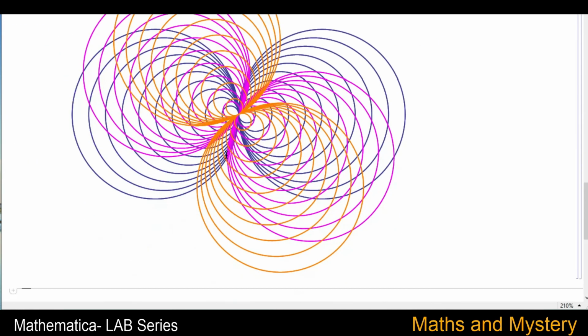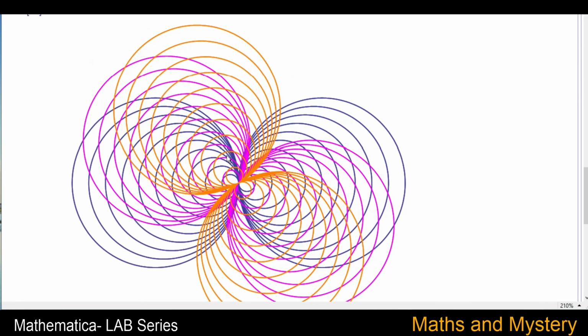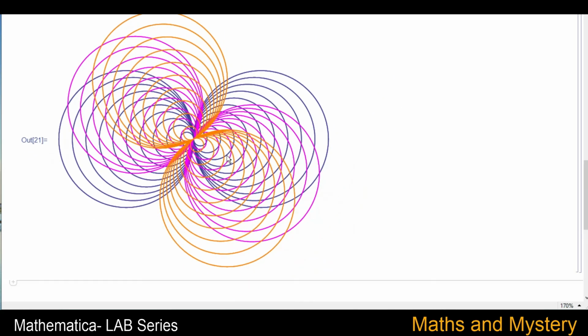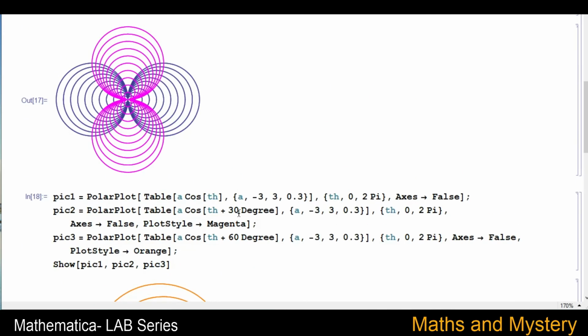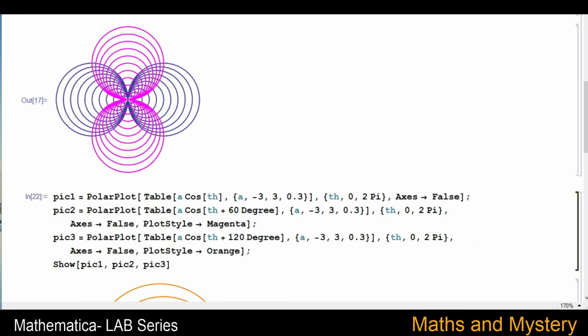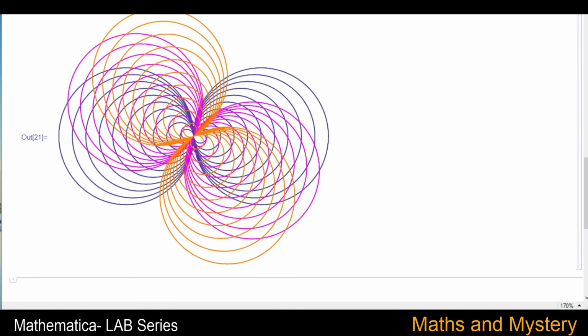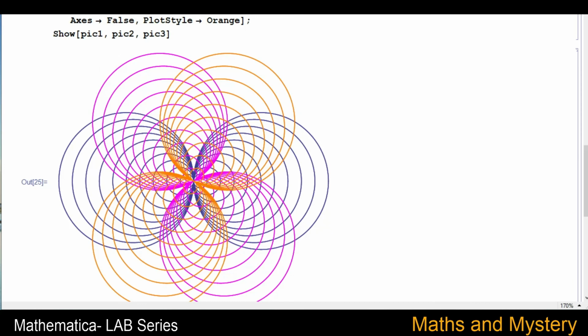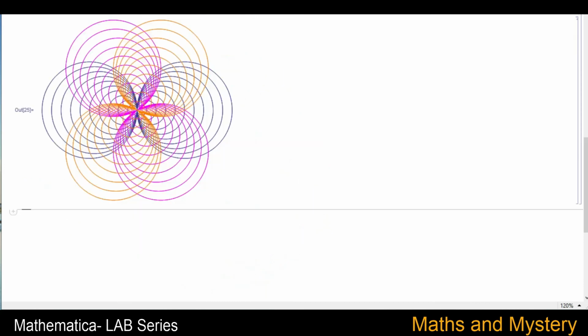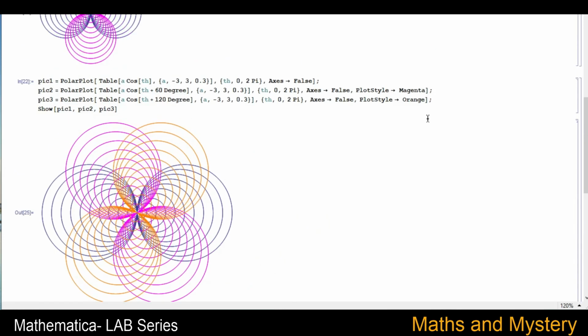So shift enter. It looks like this. So it still doesn't work. So what is the problem? The problem is of rotation. We are not rotating it by the correct angle. So the correct angles will be 60 and 120 degrees. Shift enter. Let's look at the output. Oh yes, that's it. So we can choose beautiful colors.